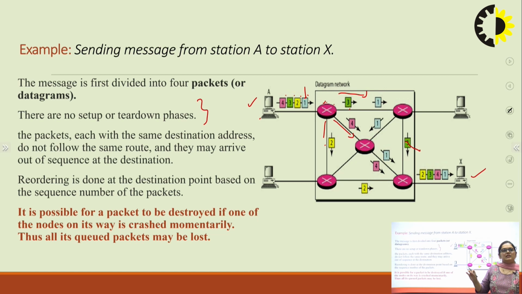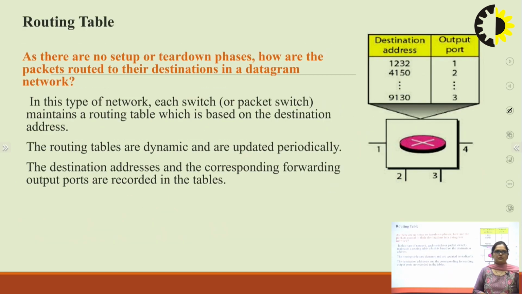The packets, each with the same destination address, do not follow the same route as I have already discussed, and so they may arrive out of sequence at the destination end. That's why reordering is required at the destination point based upon the sequence number of the packets. And it is possible for a packet to be destroyed if one of the nodes or switching stations on its way crashes momentarily, and thus all its queued packets may be lost.